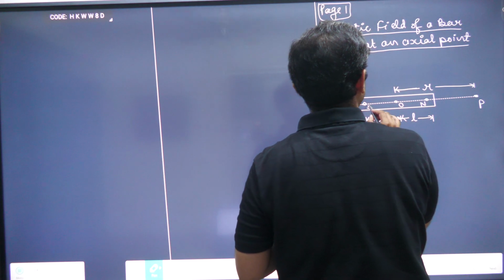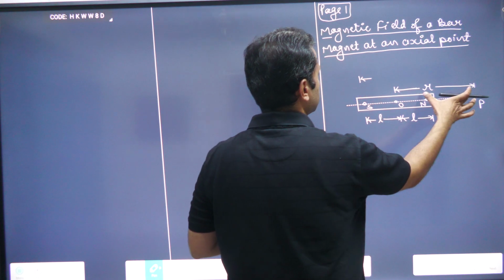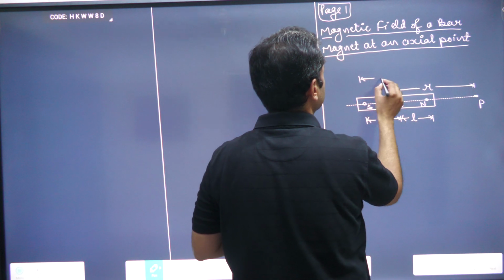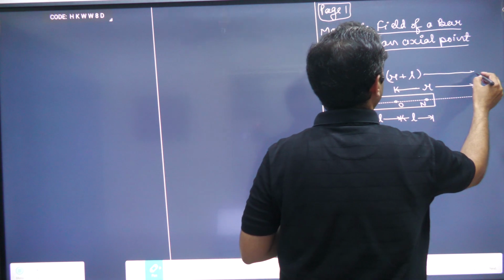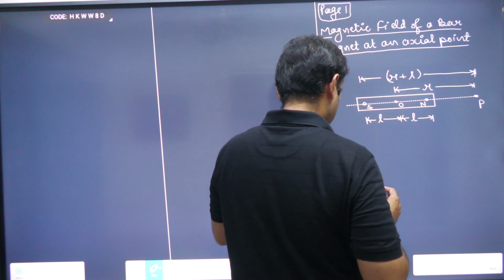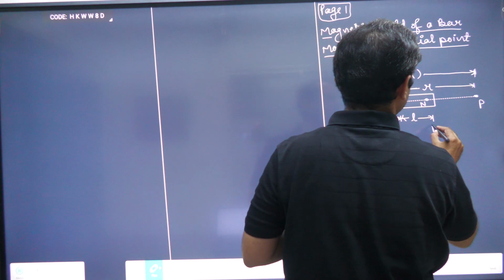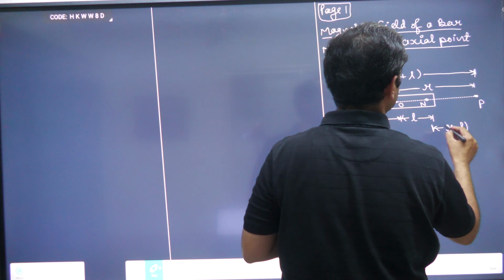So the distance between this south pole and point P will be, this one is r and this one is l, so it is going to be r plus l. Again, the distance between the north pole and this point P is r minus l.